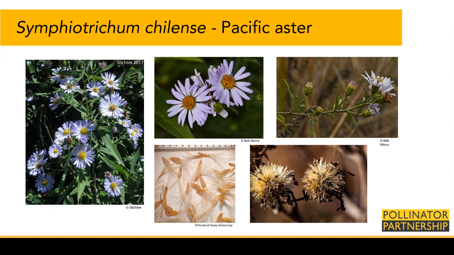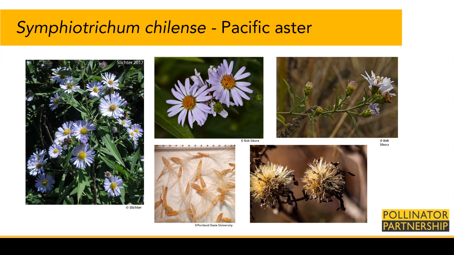Symphyotrichum chilense, or Pacific aster, is a coastal perennial that grows up to 3 feet tall with slender, branching stems and narrow green leaves. Its small, daisy-like flowers range from lavender to pale purple with yellow centers. It typically blooms from late summer into fall and is commonly found in coastal grasslands, bluffs, and forest edges.